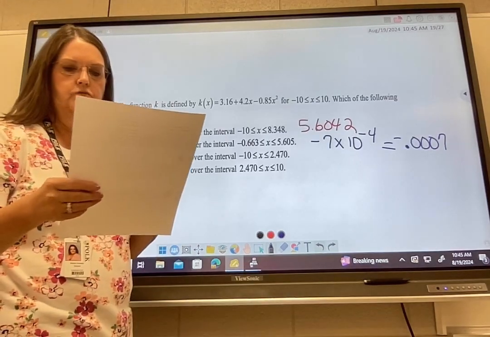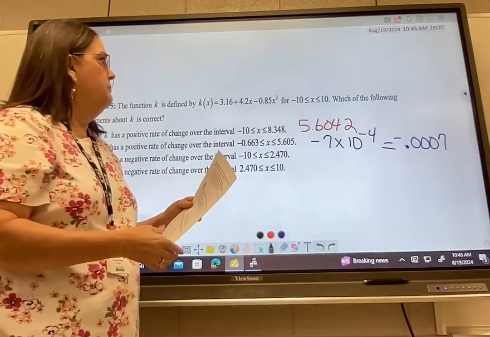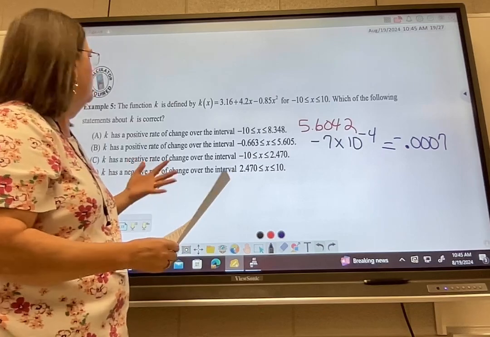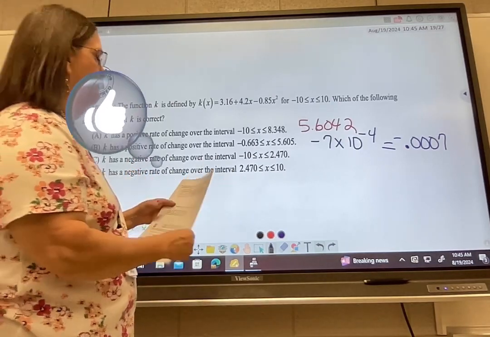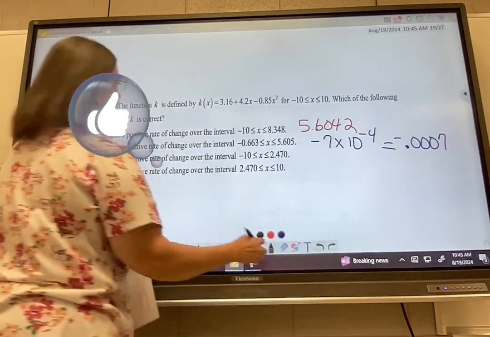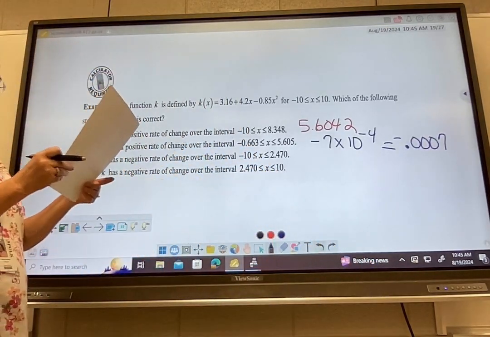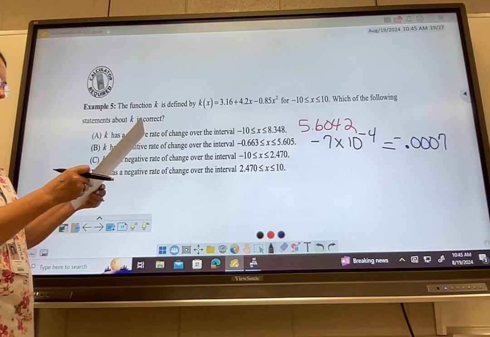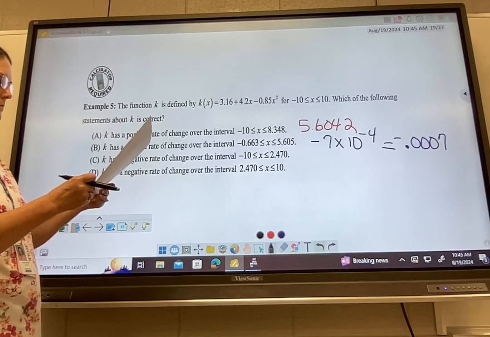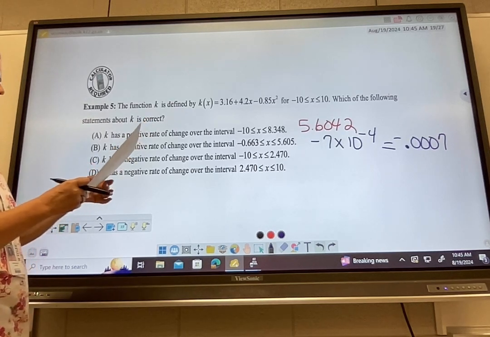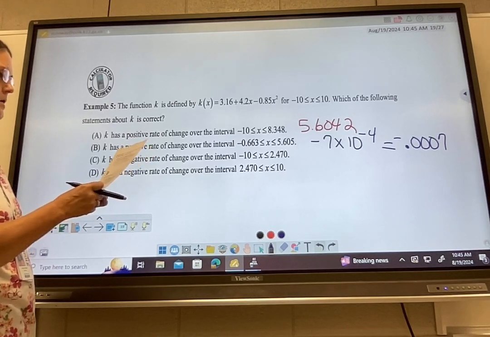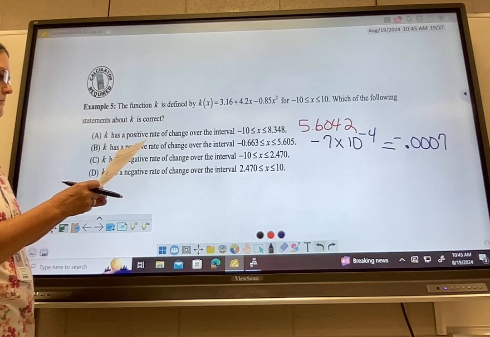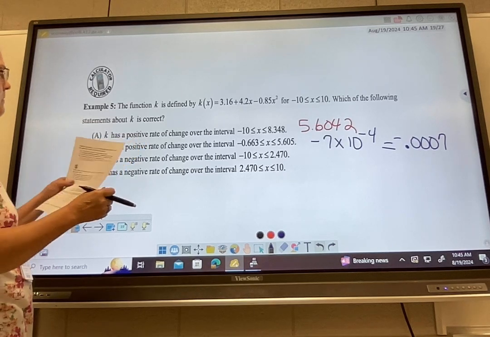Now, I'm not going to do each and every one of these because it's going to make the video too long, but you see what we're doing, and it says, which of the following is correct? All right. This one says it has a positive rate of change. Over this interval here. I had to have done something wrong.